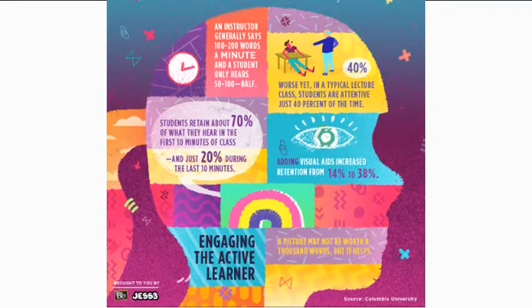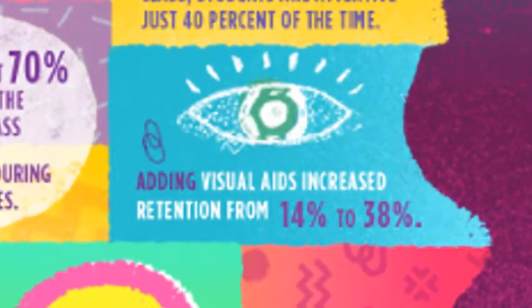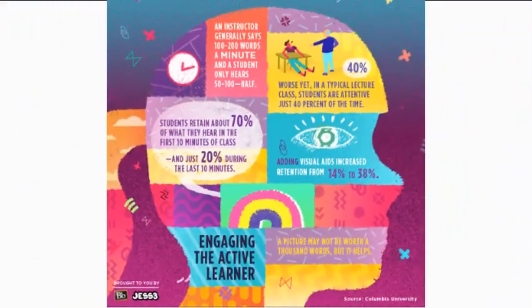One thing that you can do is add visual aids. Visual aids can increase student learning from about 14% overall all the way to 38%. Did you see what I just did there? I'm using visual aids to teach you about visual aids. Man, I'm a great teacher.